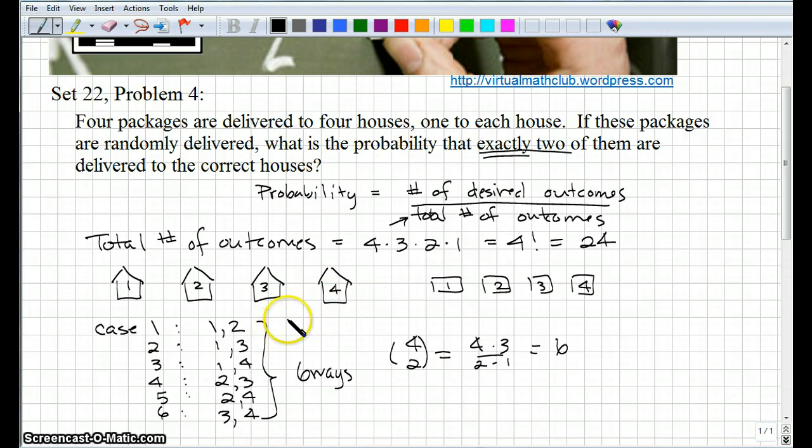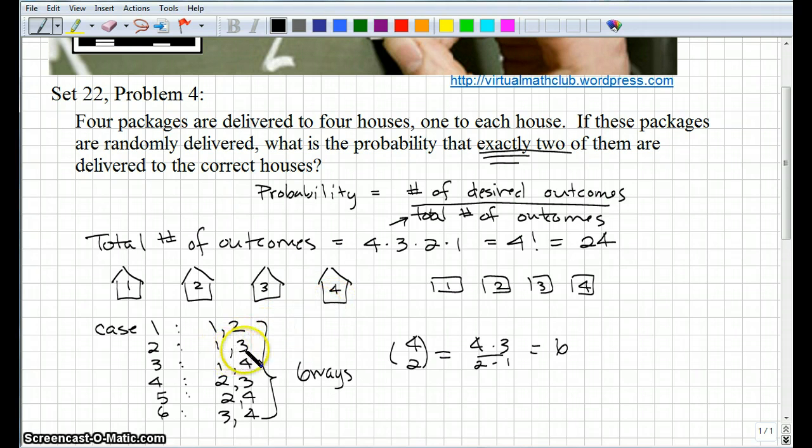Now if this had said at least 2, we'd have a different story, because then 3 and 4 could be delivered 2 different ways. 3 could be delivered to 3, and 4 to 4, or we'd have the opposite, 4 delivered to 3 and 3 delivered to 4. So then we'd have 2 ways to deliver the final packages. But we have to read carefully, and it says exactly 2. So packages 3 and 4 would have to be delivered incorrectly, and there's only one way to deliver them incorrectly.